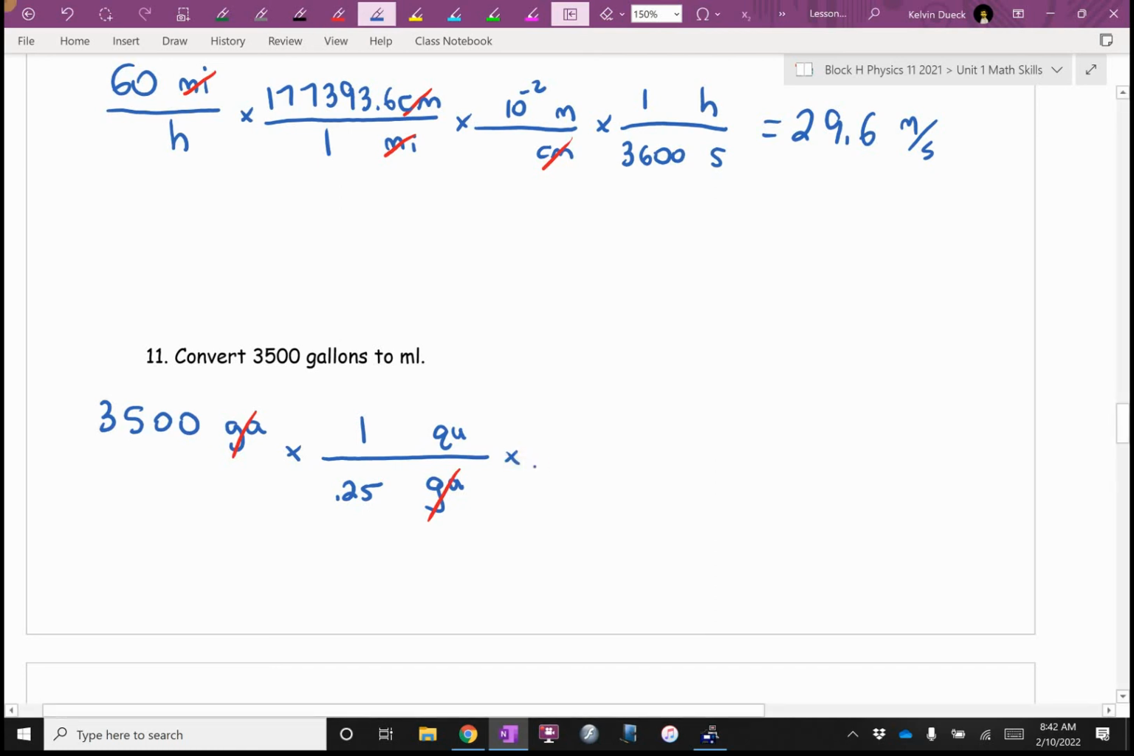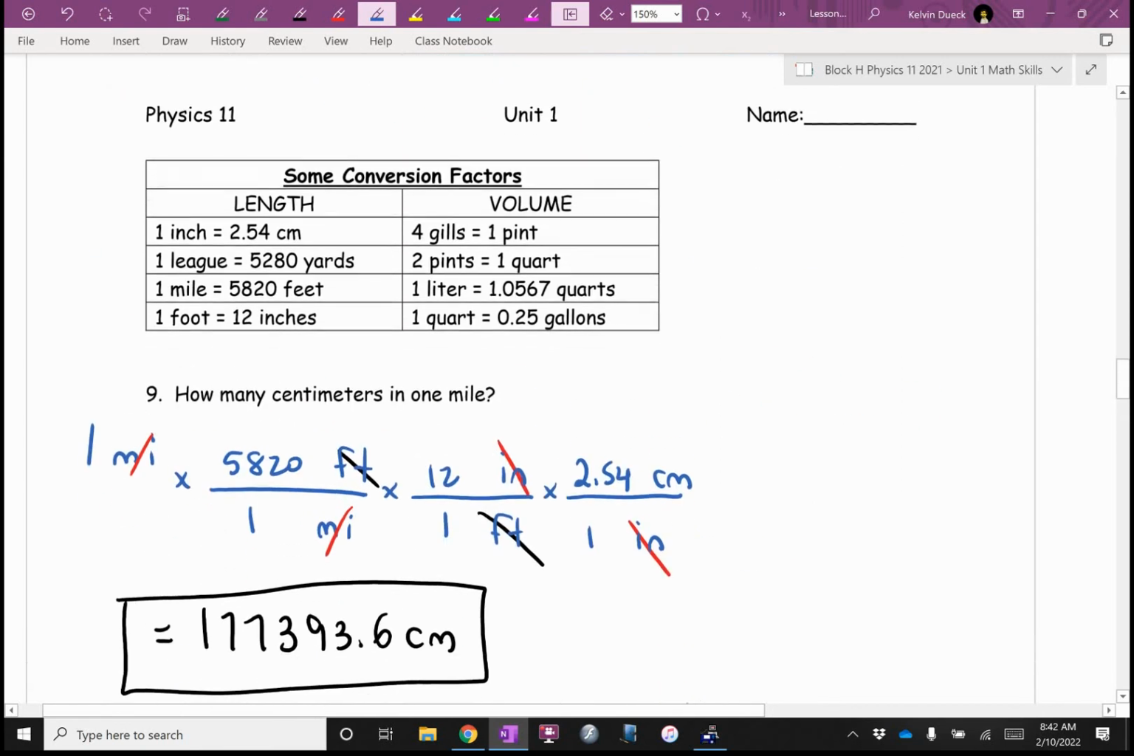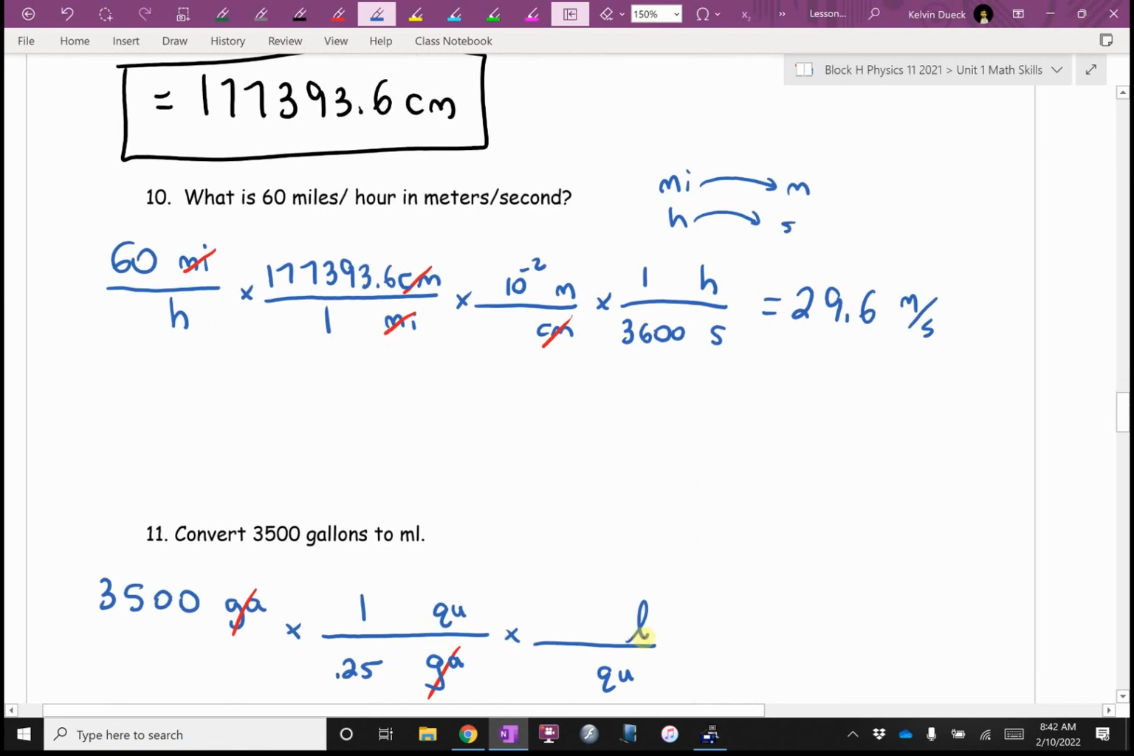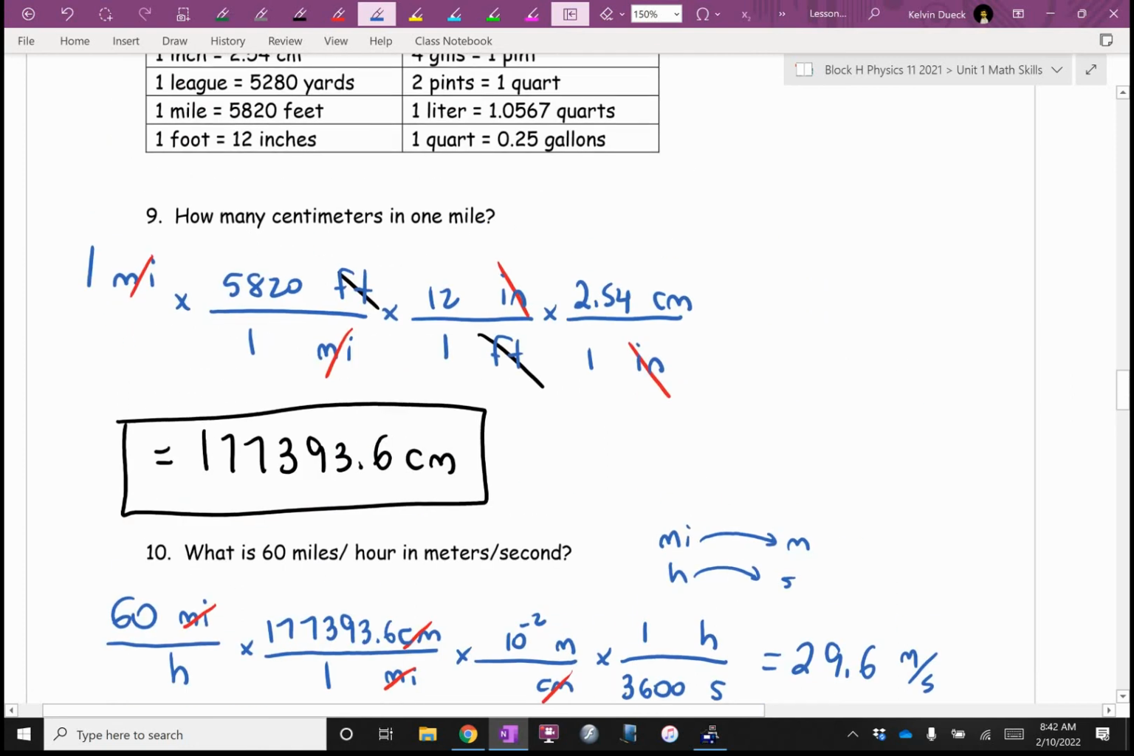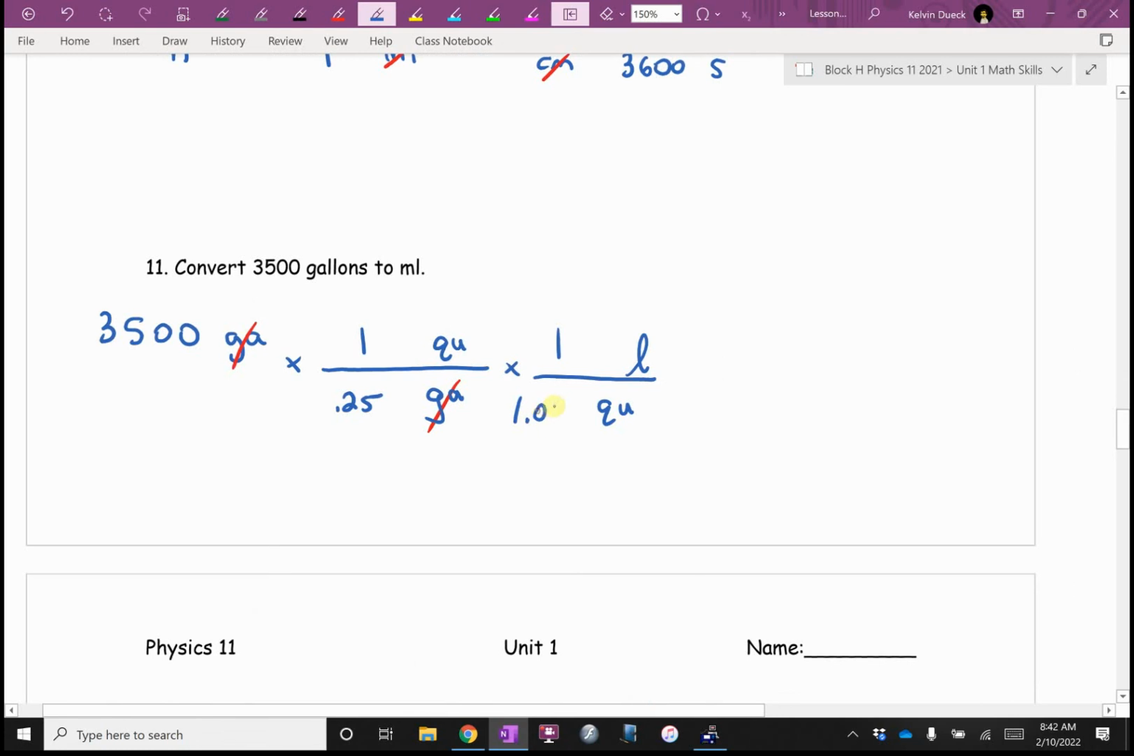And now I want quarts to cancel. 1 quart, I can go to liters. 1 liter is 1.0567 quarts. Now I want to get rid of liters. It's going to go on the bottom. Milliliters is going to go on the top because that's what I want left behind, except I have to now bring in the metric prefix.